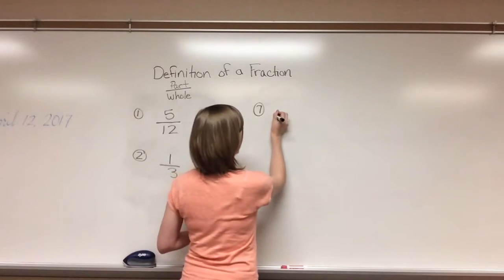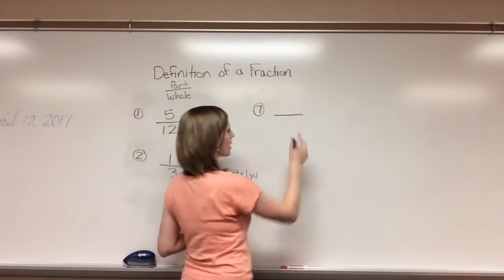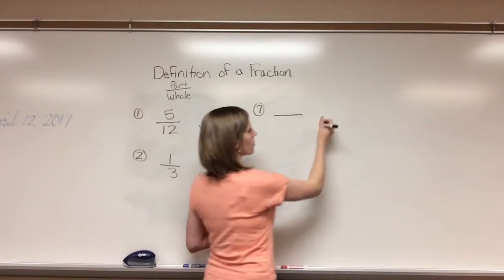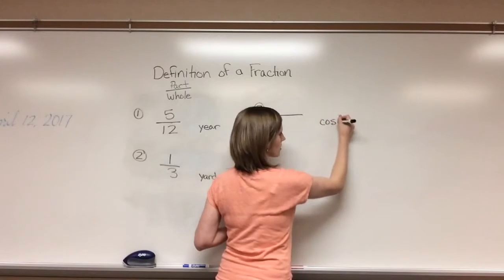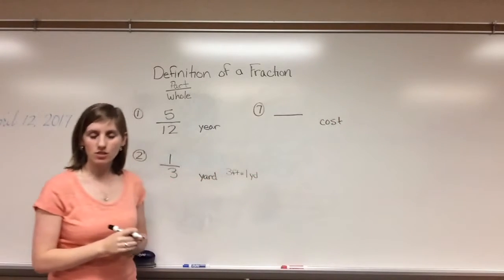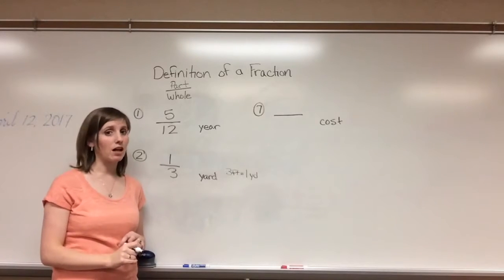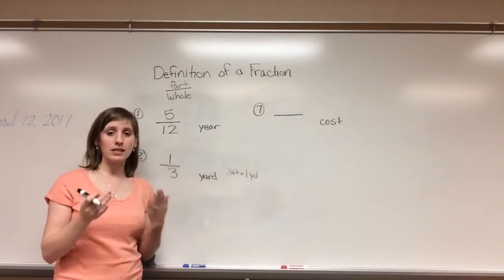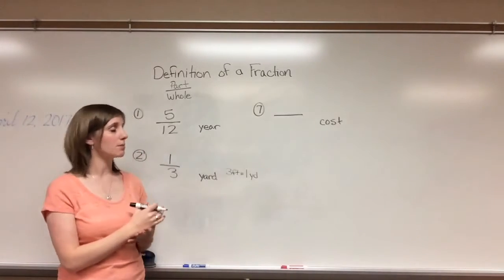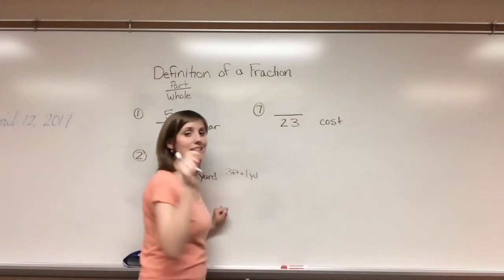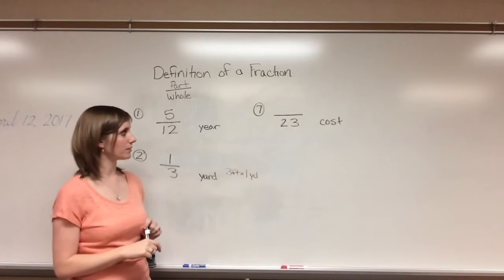So for problem number 7, we want the whole amount at the bottom, okay? So the whole would be the total cost. All right, so looking at our problem, it says John wants to buy a shirt for $23. That's the whole amount. He is going to have $23 to buy that shirt. So 23 goes in the denominator of the fraction.